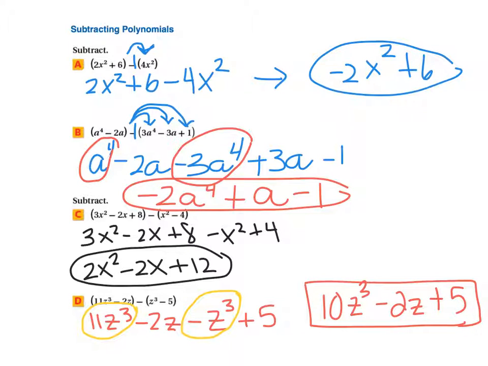So the answer to example A is negative 2x squared plus 6. Example C, 2x squared minus 2x plus 12. And example D, 10z cubed minus 2z plus 5. Just remember that in example D, that minus z to the third is minus 1z to the third. That's how I got 10z cubed.